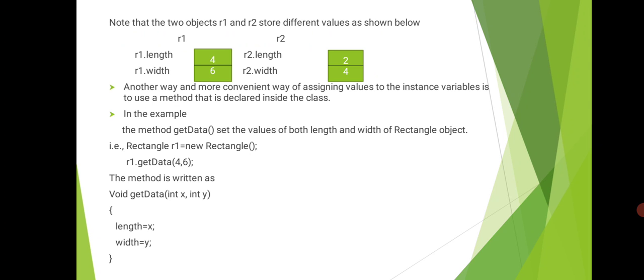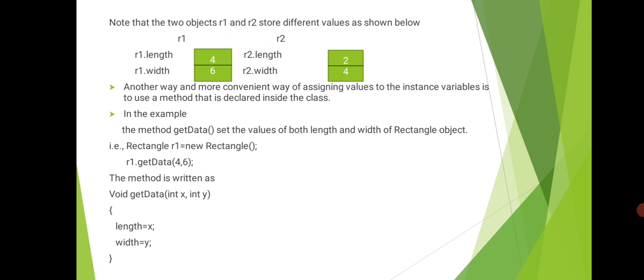So r1 is created, r2 is created. That is the syntax: Rectangle r1 is equal to new Rectangle, then Rectangle r2 is equal to new Rectangle. So r1 and r2 are both objects created, r1 having its own length and width and r2 is also having its own length and width.